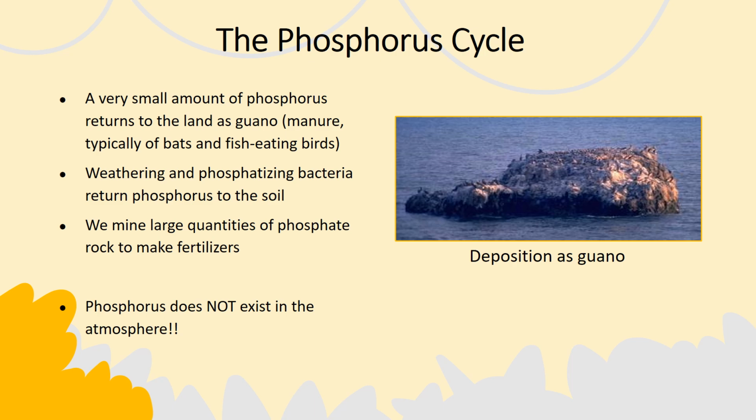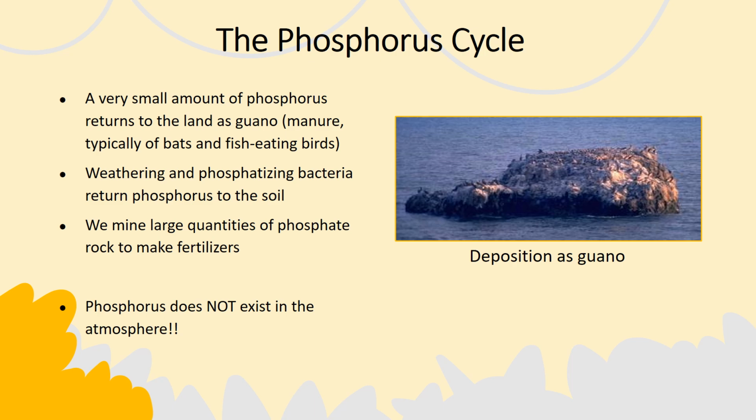And so that phosphorus that is in our bodies returns back to the land through manure of a lot of aquatic birds, so fish-eating birds and bats excrete guano as their manure, and it's very, very high in phosphorus. And so weathering and bacteria can return that phosphorus that is excreted back into the soil.